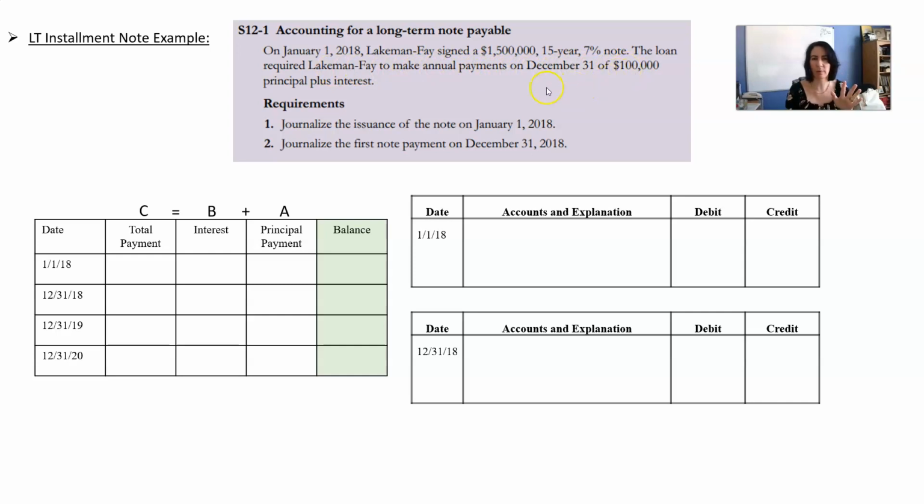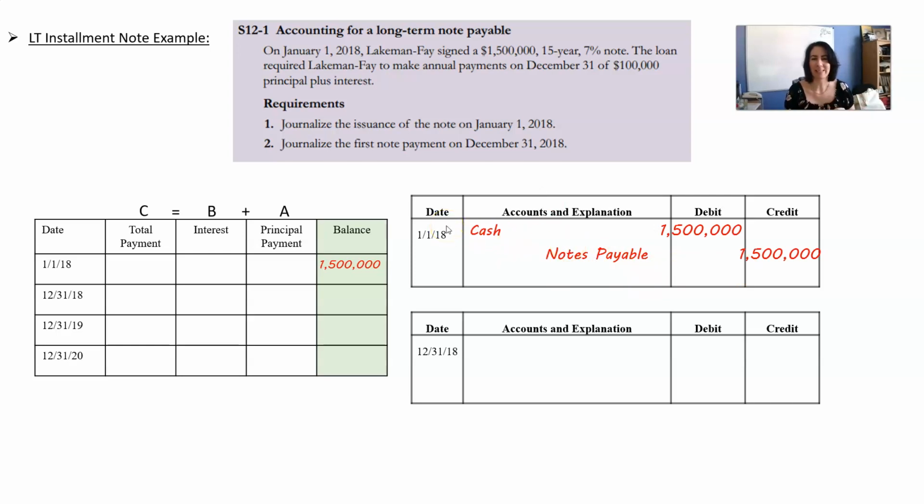Let's start off at the very beginning. Let's borrow the money. Let's journalize the issuance of the note on January 1st. Well, what did Lakeman Fay get? They got cash, $1.5 million, and they now have a note payable. That's the first entry. We're not dealing with interest or any of that initially. We're just borrowing the money.